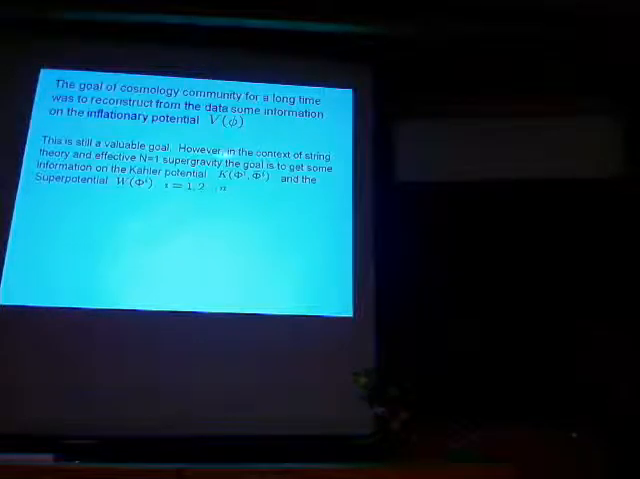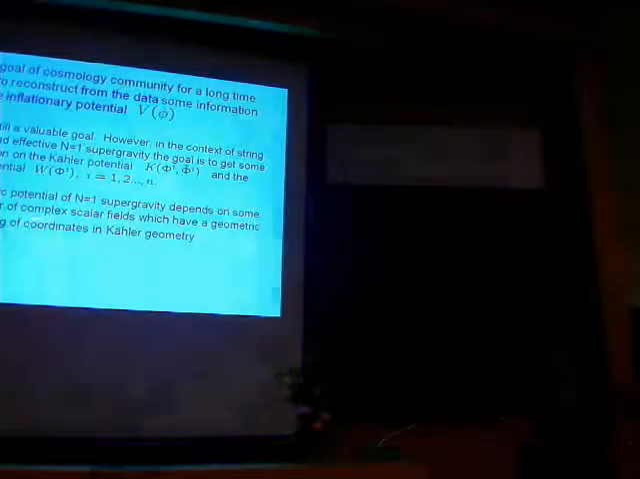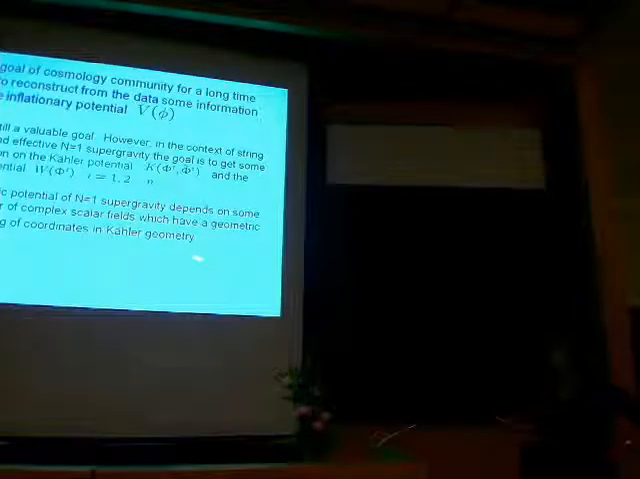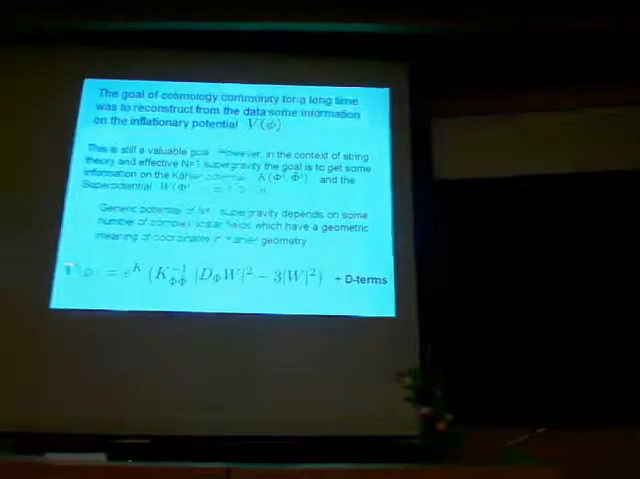Now, the goal of the cosmology community for a long time was to reconstruct from the data some information on the inflationary potential. And this is still a valuable goal. However, in the context of string theory and effective supergravity, the goal is to get some information on the Kahler potential and superpotential. And the generic potential of N equals 1 supergravity depends on some number of complex scalar fields which have a geometric meaning of coordinates in Kahler geometry. And this is a reminder that when we know the potential, the ingredients are the superpotential and the Kahler potential.